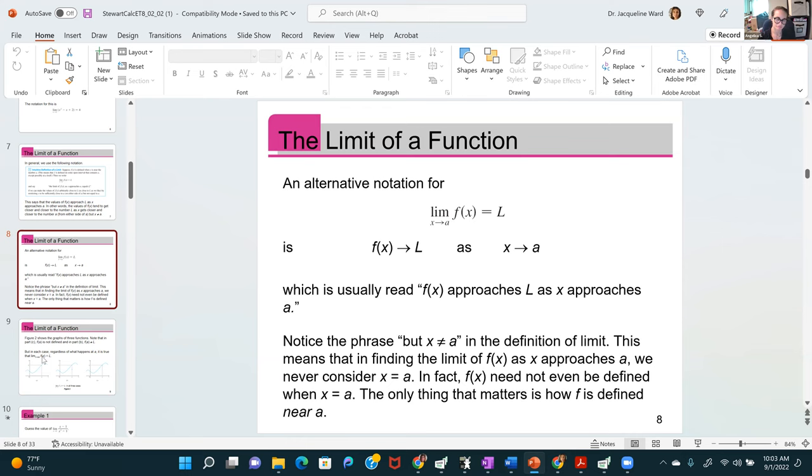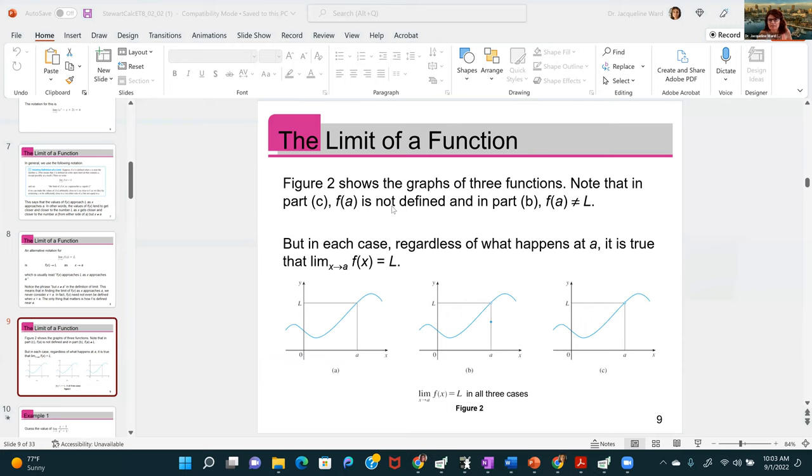Okay, and so back to this slide, we have three functions here. In all three of these cases, the limit as x approaches a of the blue function equals L. Here it's pretty clear. This is the type of function we were looking at before. As you get closer and closer to a from the left and the right, you go to L. Same here, even though f of a is a separate value. Here, f of a is not even defined. Nonetheless, the limit is defined, okay?